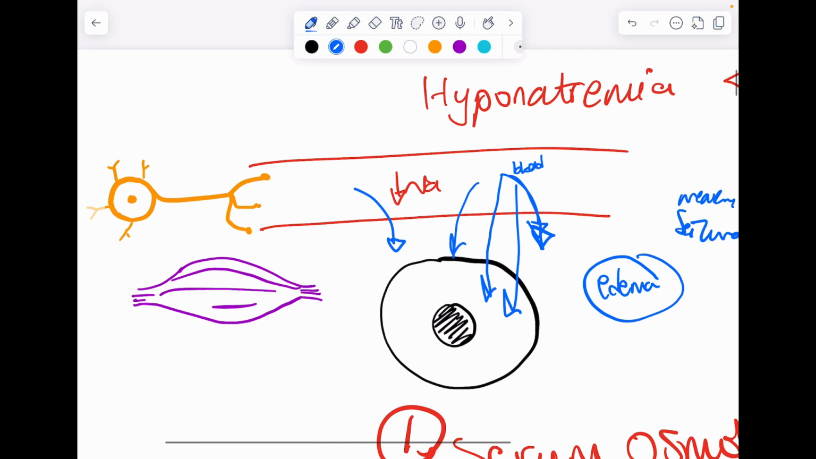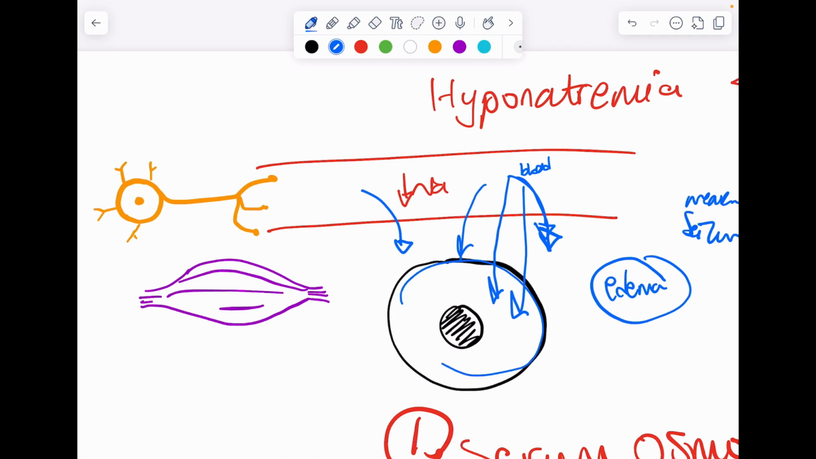Okay? It doesn't just affect the brain cells, it affects all body cells, including your muscles, and that's why people would be weak and ataxic, including nerve cells everywhere else. But we're mainly concerned with the brain. And for that reason, it's important to talk about it and treat it.